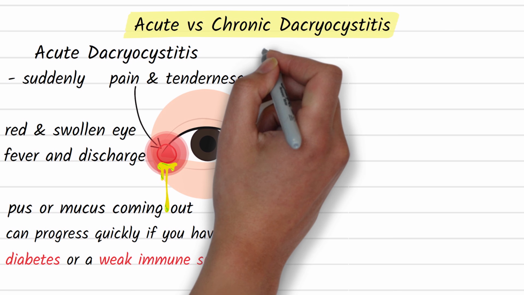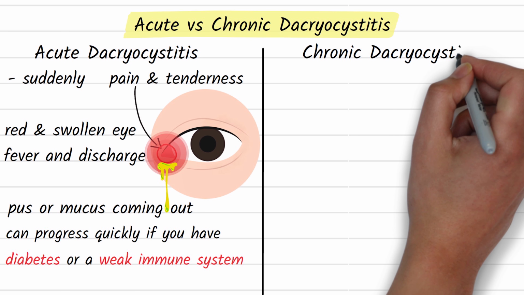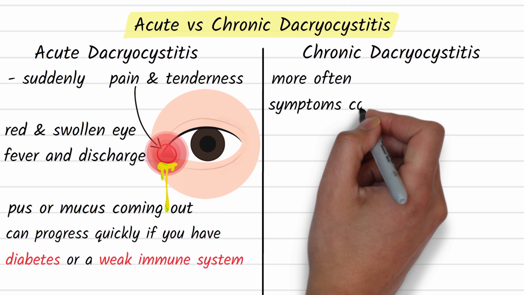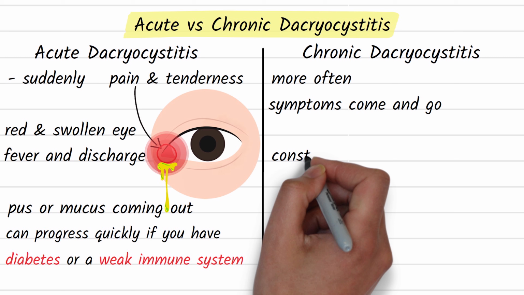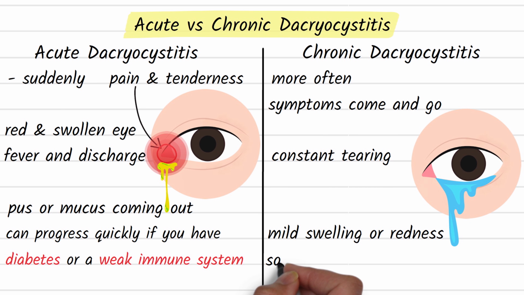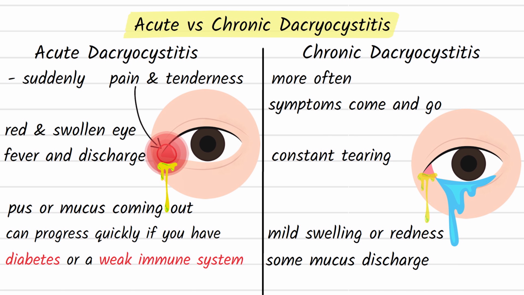Then there is chronic dacryocystitis, which is what we see more often. With this version, symptoms come and go over time. You might notice constant tearing from that eye, some mild swelling or redness, and maybe some mucus discharge. It is not as dramatic as the acute version, but it is definitely annoying, and if you ignore it, it can turn into an acute infection.